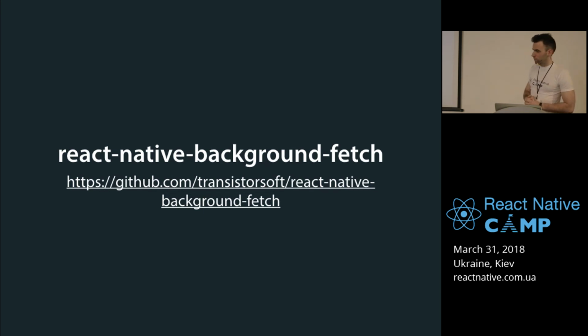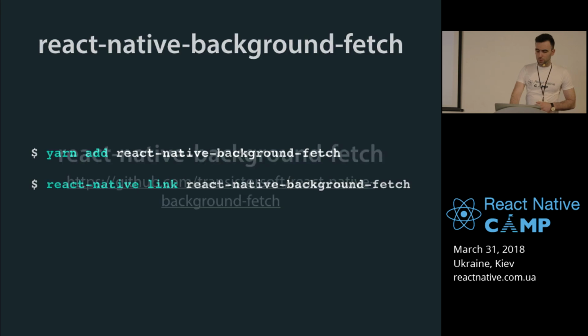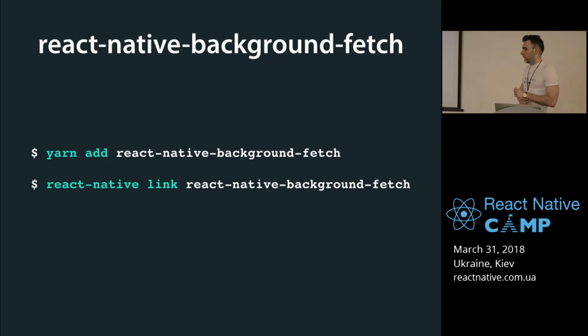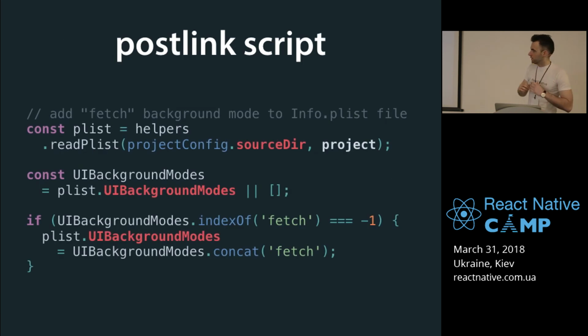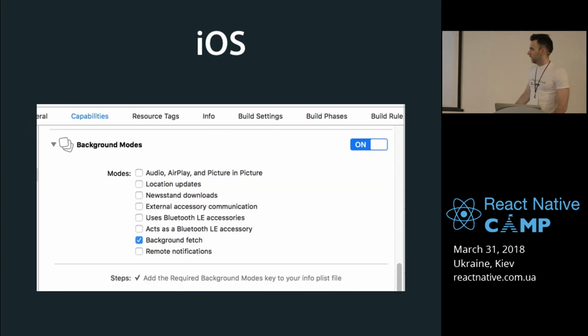It's React Native Background Fetch. You could also install it and link it. And then, as we saw on audio, you should go to Xcode and check this background mode, right? But here it is not necessary because the link, in this case, has a post-link script and it's actually capable of changing your iOS file, which is called plist in this case, and it can enable the background fetch capability for you. So you need this enabled, and now let's see.